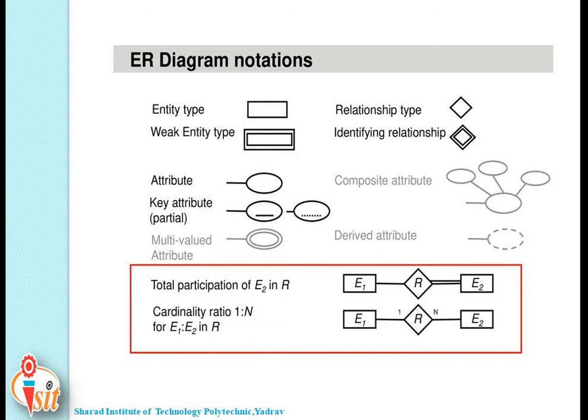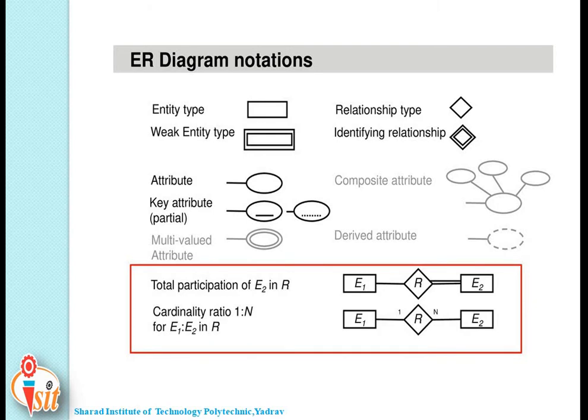Then multi-valued attribute. An attribute can have more than one value. These attributes are known as multi-valued attribute. The double ellipse is used to represent multi-valued attribute. For example, a student can have more than one phone number.